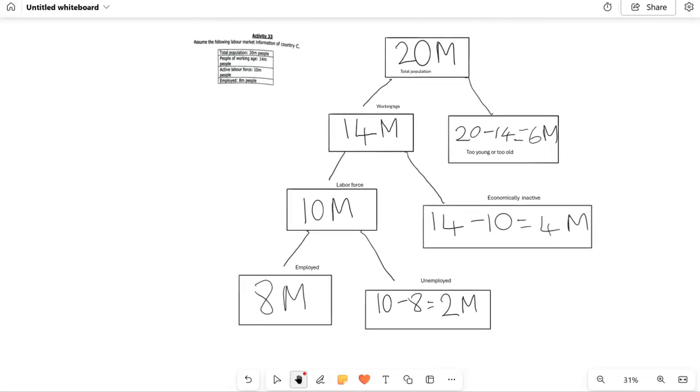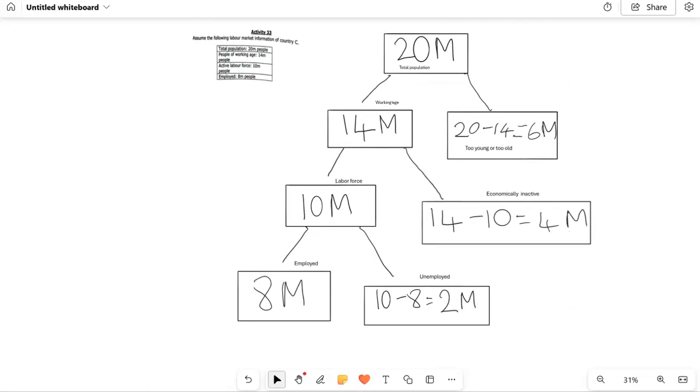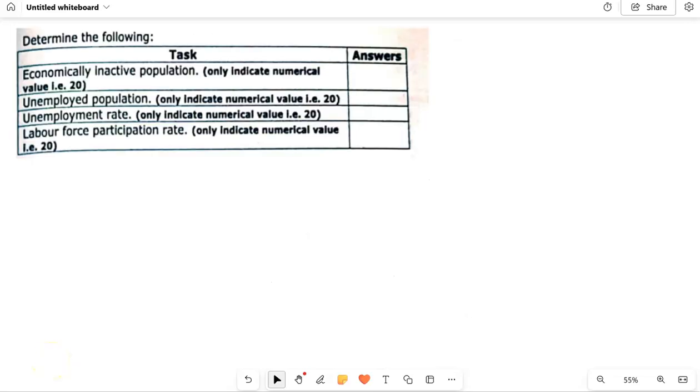So finally, this is how the graph is going to look. The purpose of doing this is to calculate all of the information that we're going to need to answer any question that is going to come. So now let's begin with our calculations.